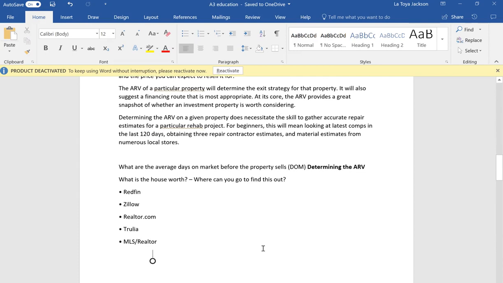Now, how do I go and find these different websites to understand the comps and the ARV? You have Redfin, Zillow, Realtor.com, Trulia, and the MLS if you're working with a realtor. These are the different ways that you can determine the ARV and the comps.